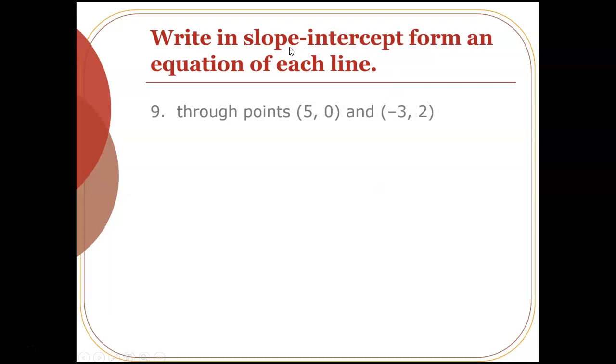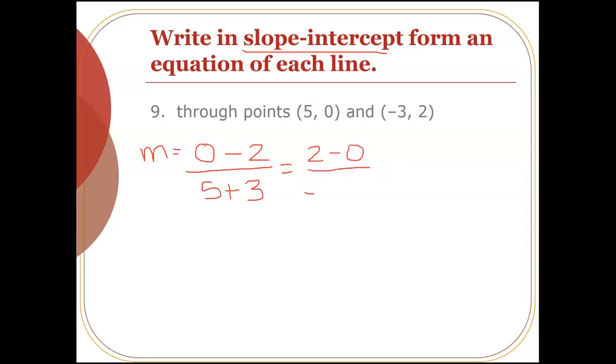Okay. And here it says write in slope intercept form. So you need to be careful of what form it's asking you for. So I need my slope. And it doesn't matter if you do the first point minus the second or the second point minus the first, as long as you keep your pairs in order. Either way, I would end up with a negative 2 over a positive 8, or a positive 2 over a negative 8, which reduces to negative 1/4.